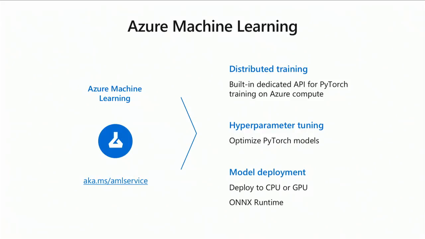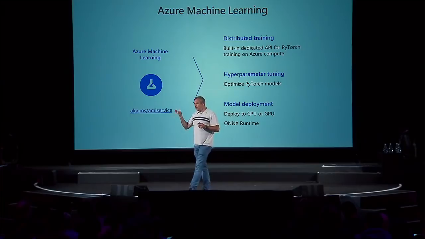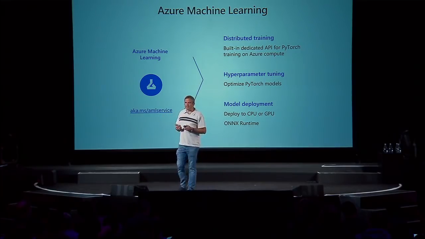You can do hyperparameter tuning using Hyperdrive. I'll talk a little bit more about that in a minute. And then you can deploy your models really simply, if you need to deploy them to CPUs, to GPUs, to the edge. Really simple, straightforward methods for managing that.